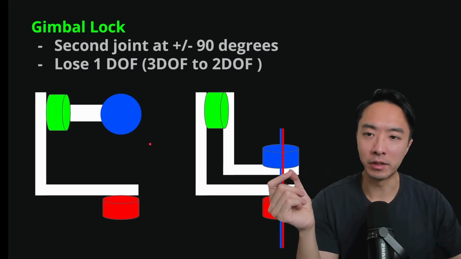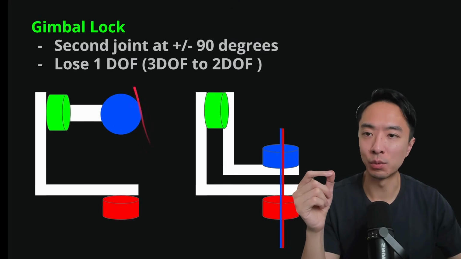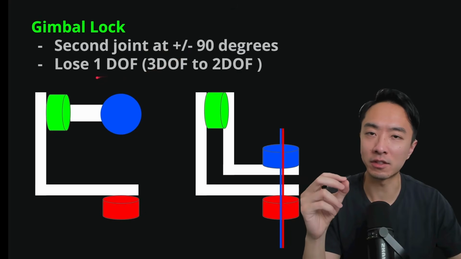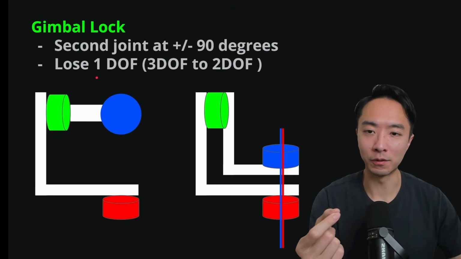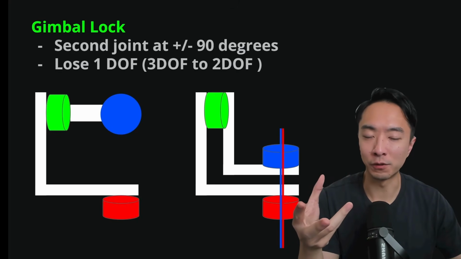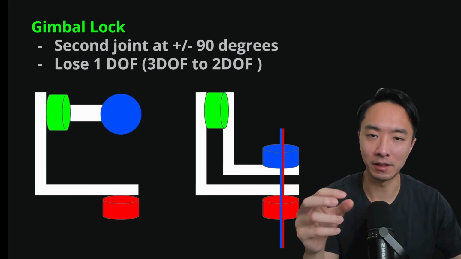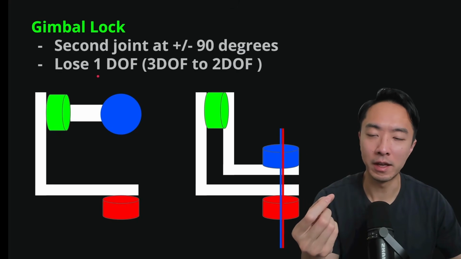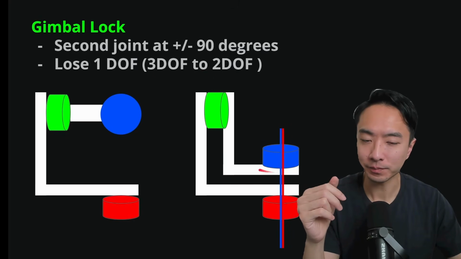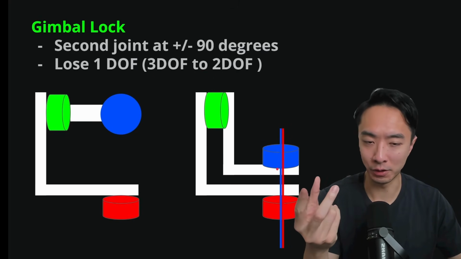And there's a problem called gimbal lock. This is where the second joint is at plus or minus 90 degrees, and you essentially lose 1 degree of freedom. So you might initially have a full 3 degree of freedom gimbal system that you can independently control. But when you have 2 joints lined up, like in this case, then you will lose a degree of freedom.